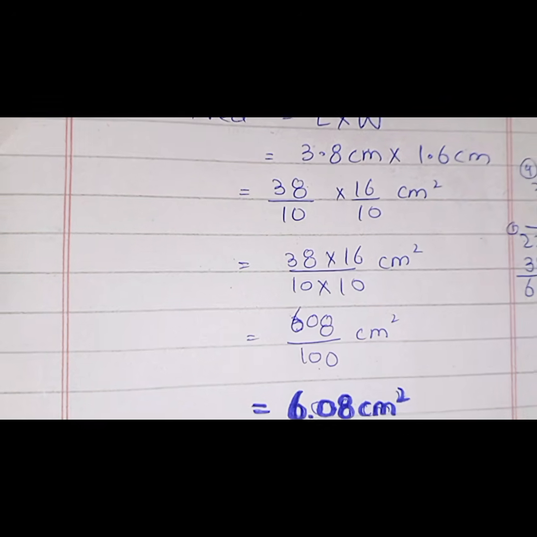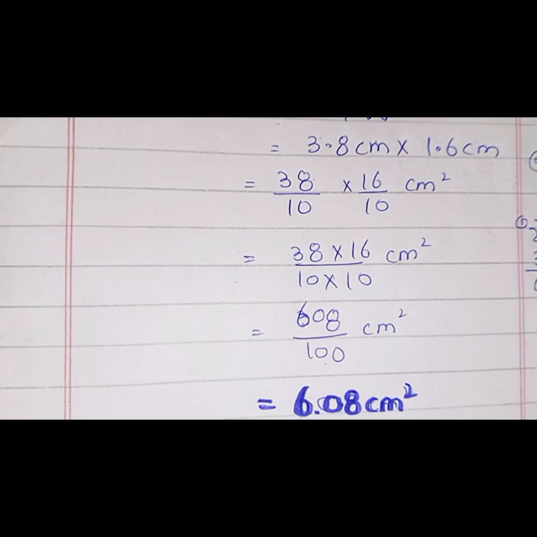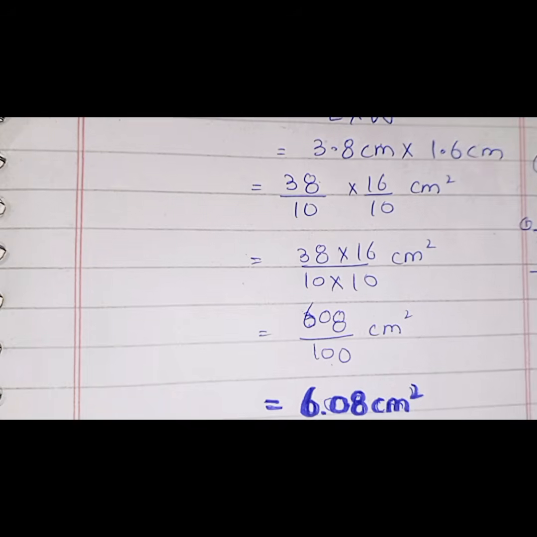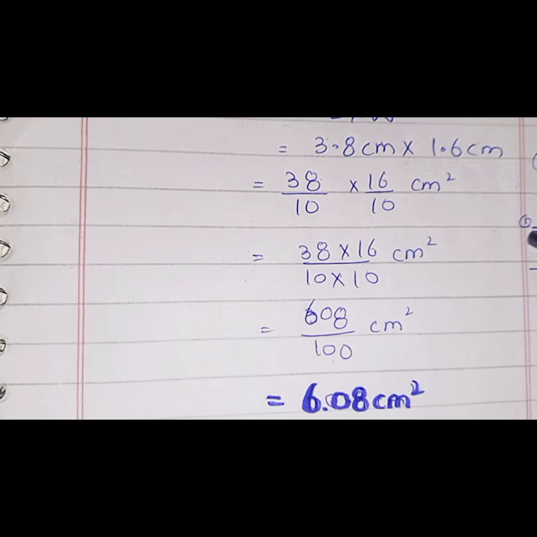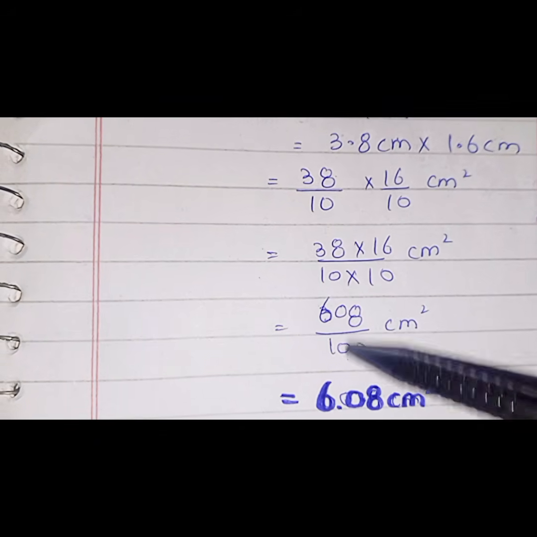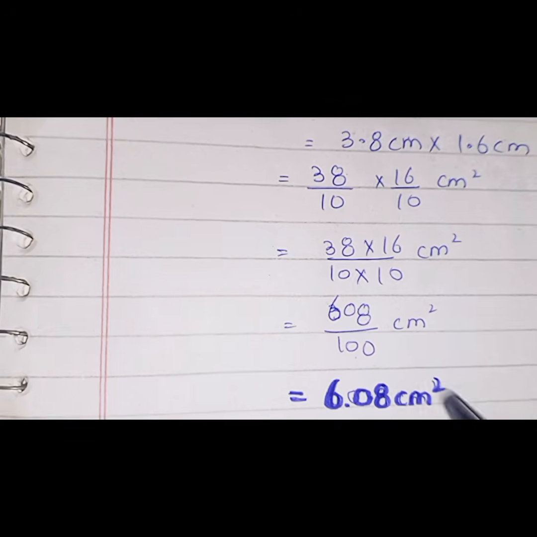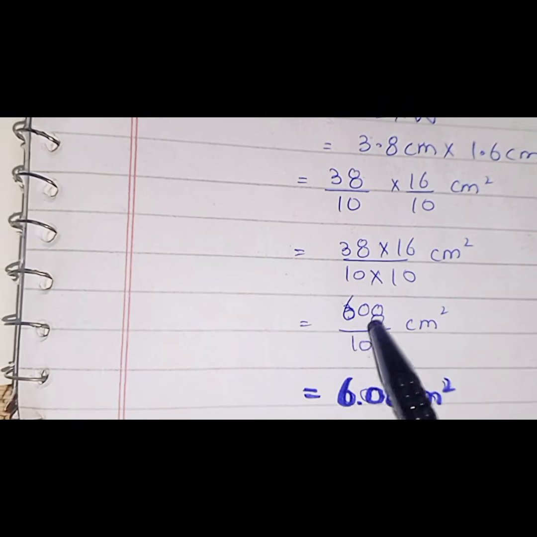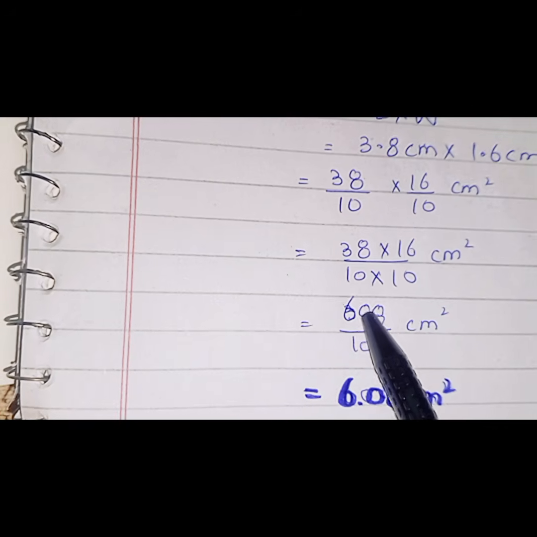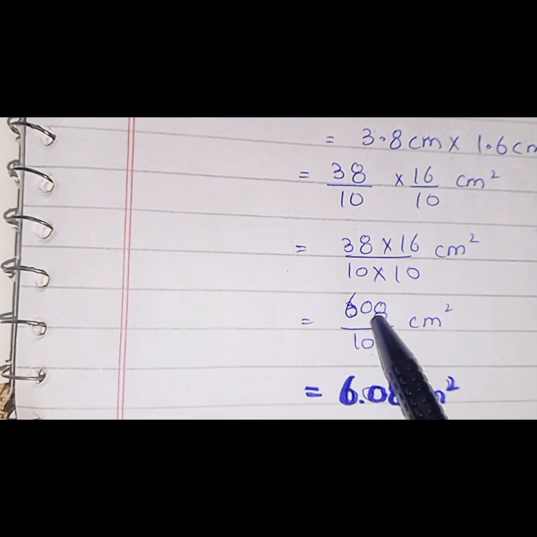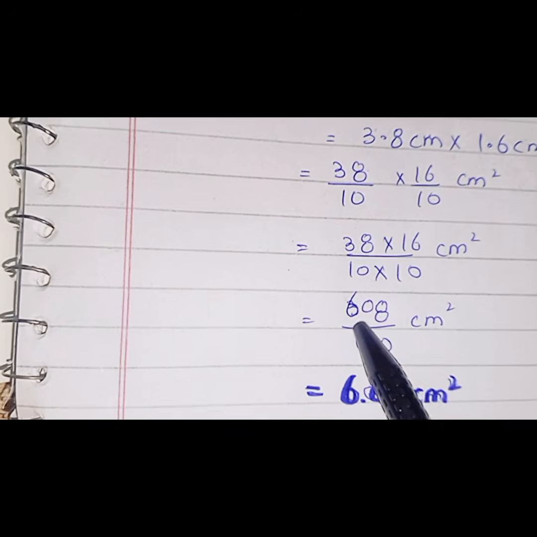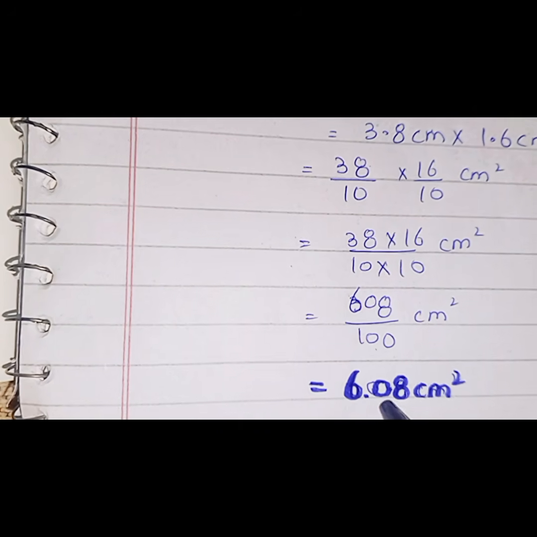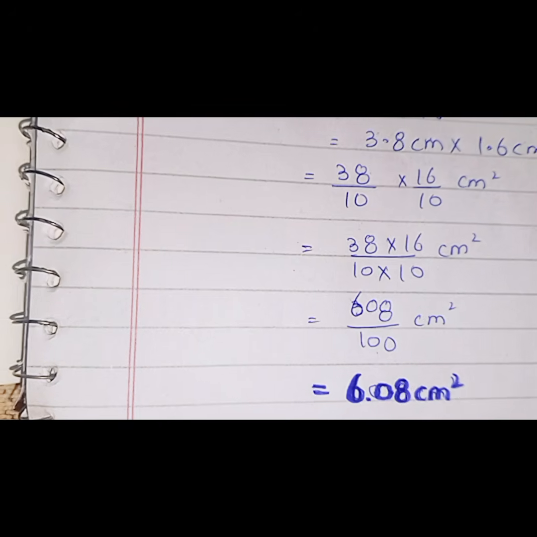Write 0 here. 1 8 is 8, 1 3 is 3. Now find the sum of these numbers. 8 to 10. Write 0 here. 1 will be the carry. 3 to 5 and 1, 6. 608 divided by 100 centimeters square. As usual, there are two zeros in the denominator. We are dividing this number by 100, so we can move the decimal two places. So our final answer will be 6.08 centimeter square.